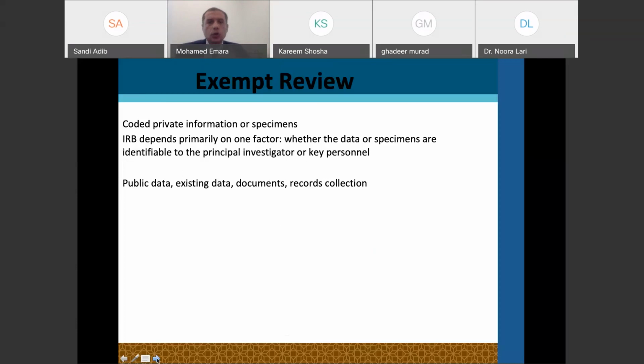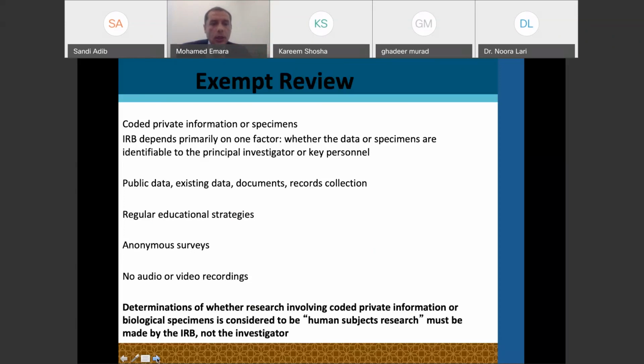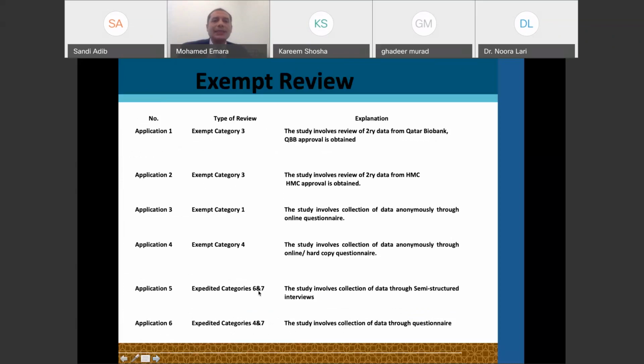Public data, existing data, documents, records collection, all this is right there. Regular educational strategies. Anonymous surveys, so non-identified. The word non-identified is important. No audio recordings, no video recordings. The determination of whether research involving coded private information or biological specimens is considered human subject research must be made by the IRB, not the investigator. Again, I'm repeating myself. This is considered to be human subject research, but it can lie in the exempt review process. Those are some quick examples of applications that can lie in this process.